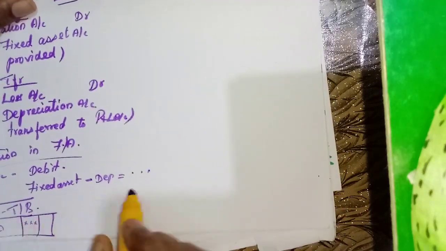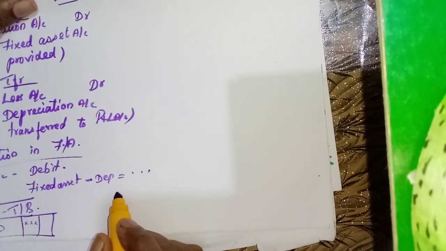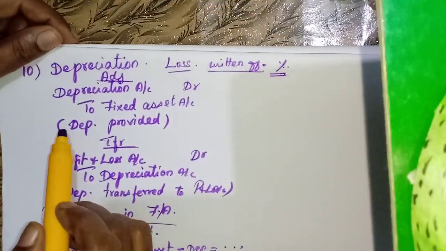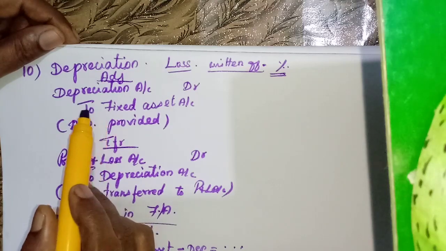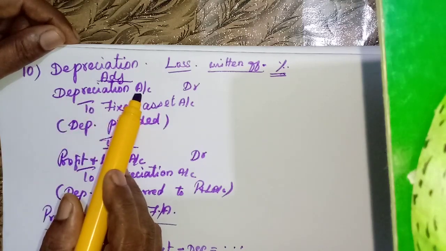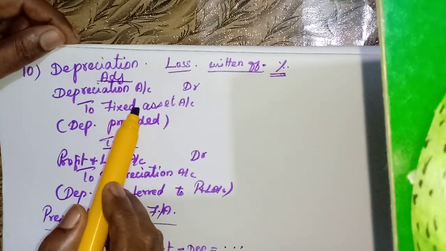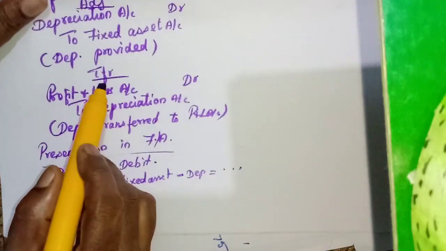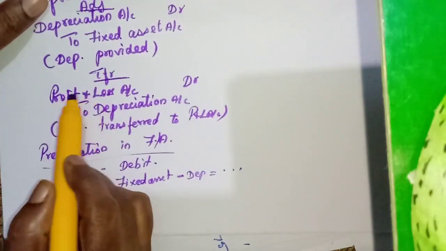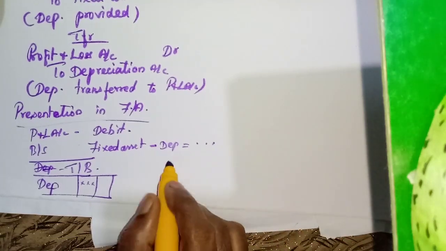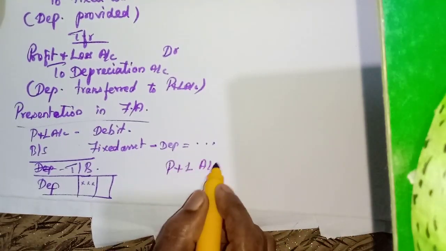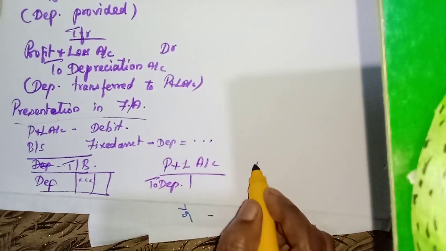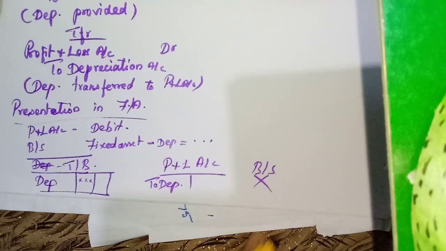If it is shown in the trial balance, what do we have to do? That means the adjusting entry is already made. What's the adjusting entry? Depreciation account debtor to fixed assets. That means they have debited the depreciation account and the fixed asset account is also deducted. So we should not show this one in the balance sheet, but only the transfer entry. We have to show it only in the profit and loss account. So in the profit and loss account, we should show depreciation. In the balance sheet, it will not appear.